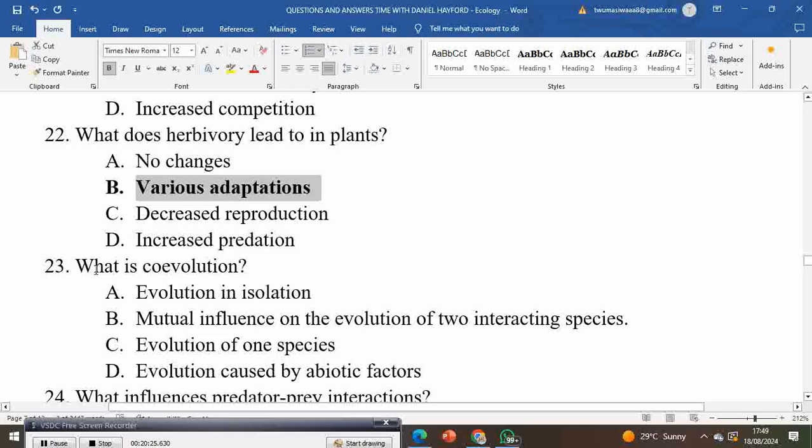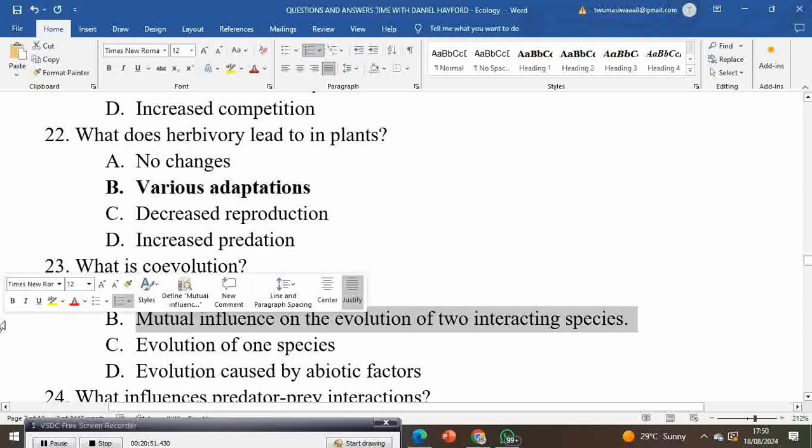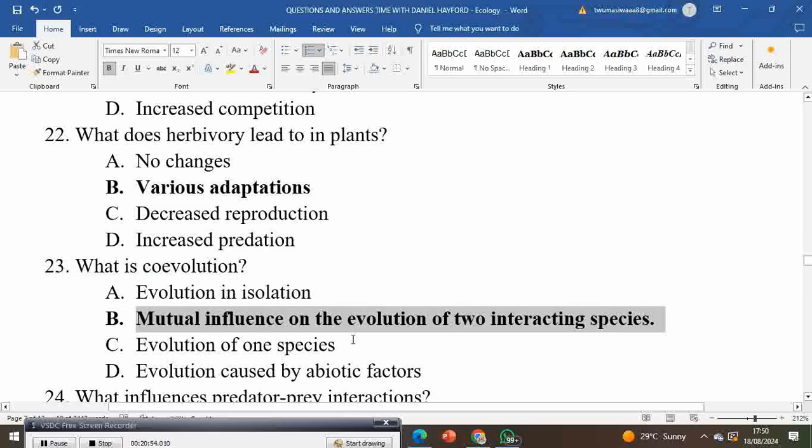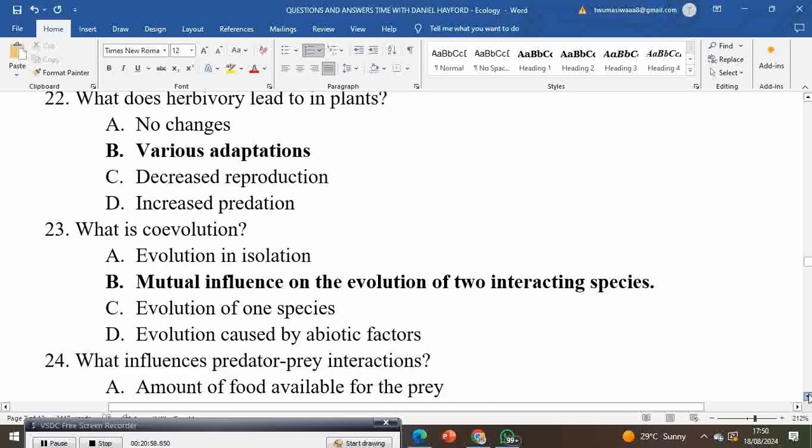Now question number 23. What is coevolution? A, evolution in isolation. B, mutual influence on the evolution of two interacting species. C, evolution of one species. D, evolution caused by abiotic factors. So which one is your best shot? All right, what did you choose? Question number 23, it should be B, mutual influence on the evolution of two interacting species.